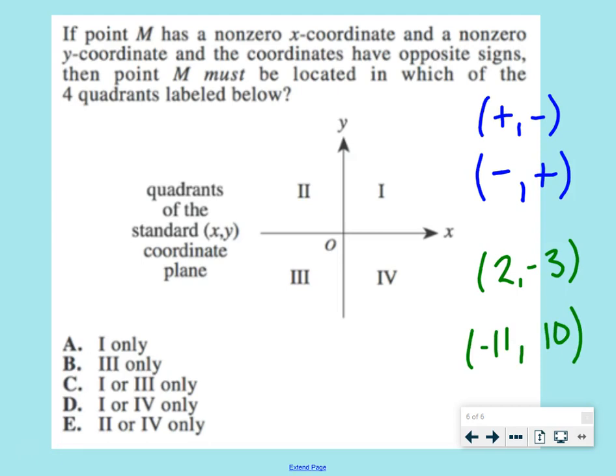What quadrants could the point be in? Could it be in only 1? Could it be in only 3? Could it be in 1 or 3? Could it be in 1 or 4? Or could it be in 2 or 4 only? Come to class with the answer to your question, and you'll find out in class whether you are right or wrong.